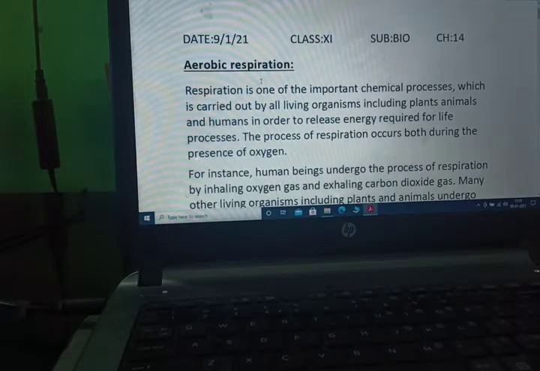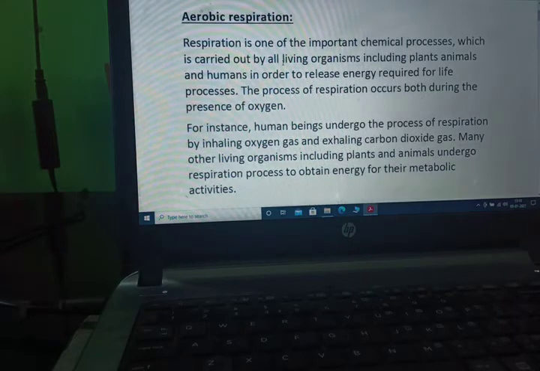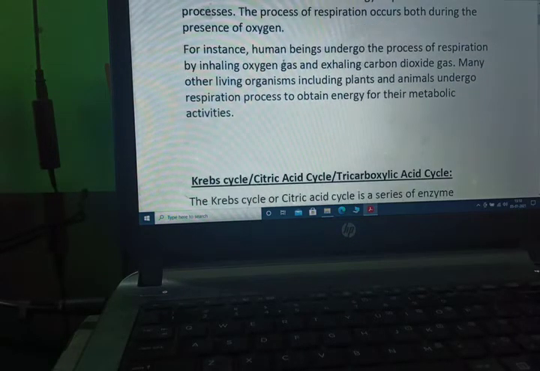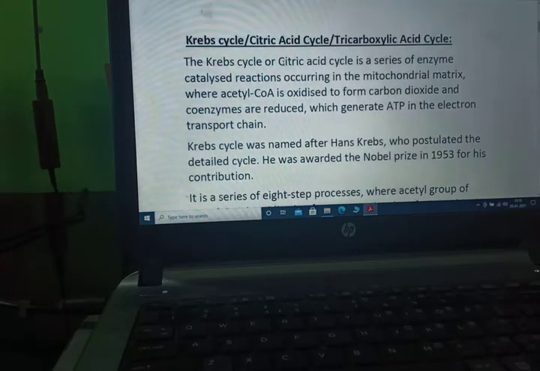Hi students, today we are starting with aerobic respiration, and aerobic respiration is the process where oxygen is utilized. We are starting with the Krebs cycle, also known as the citric acid cycle or tricarboxylic acid cycle. The Krebs cycle is a series of enzyme catalyzed reactions occurring in the mitochondrial matrix where acetyl coenzyme A is oxidized to form carbon dioxide and coenzymes are reduced.